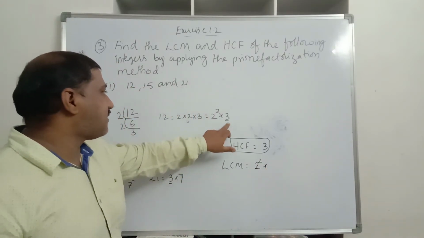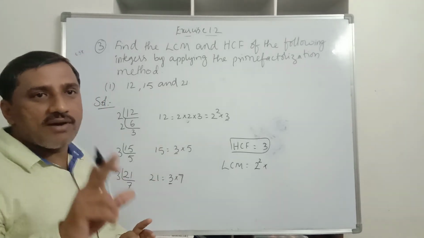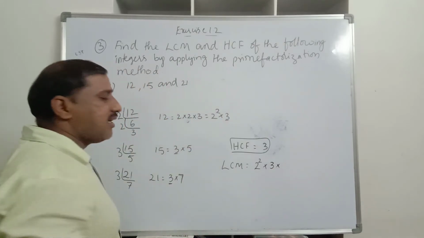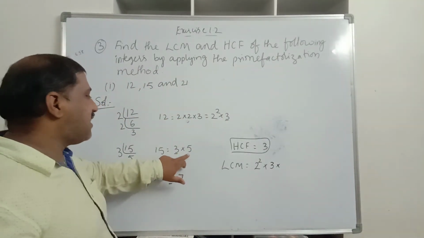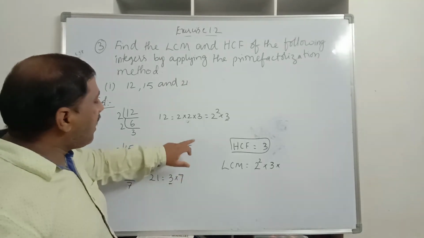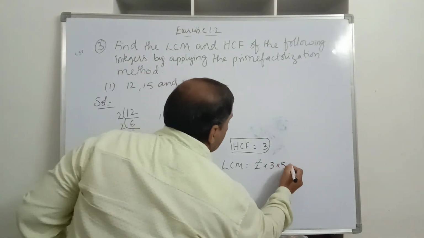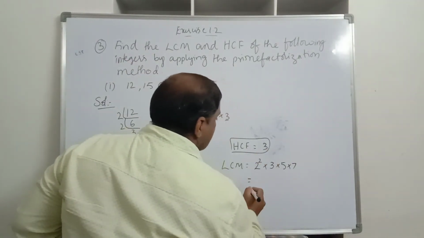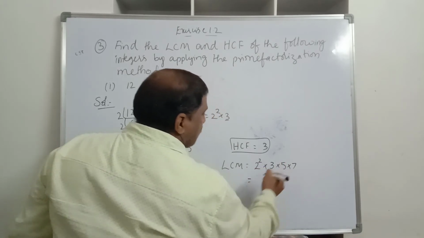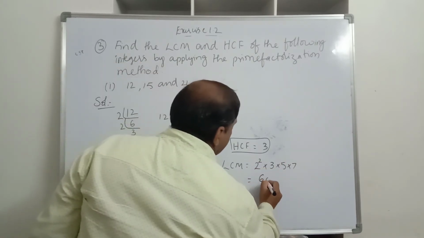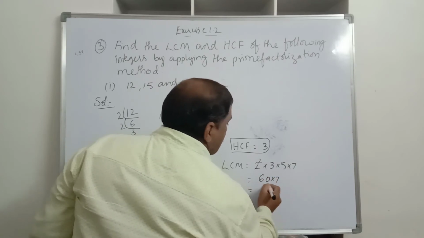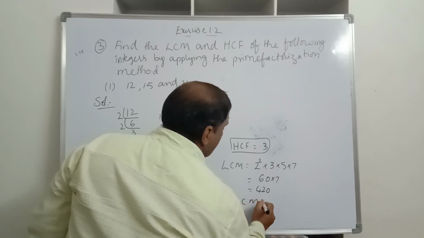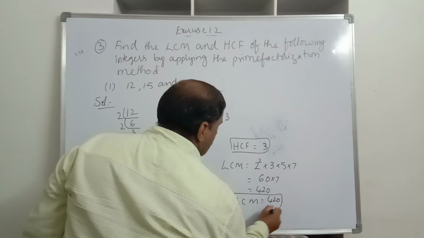Next prime factor you take 3. We have only power 1 there. Therefore the highest power is 1. Hence it is 3 to the power of 1, or just 3. Then 5 is the other prime factor. For 5 only 1 is the power, therefore it is 5, and for 7 also we have only 1. Multiply: 2 squared is 4. 4 into 3 is 12. 12 into 5, 12 fives are 60. 60 into 7, 7 sixes are 42, so 420. Therefore LCM is equal to 420.